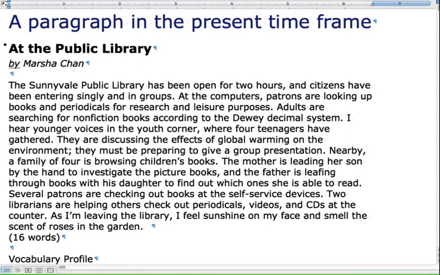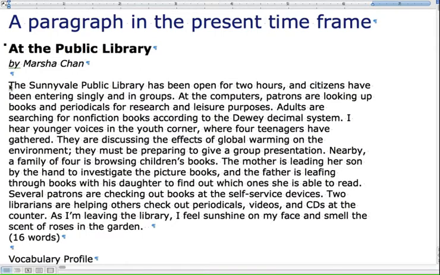Several patrons are checking out books at the self-service devices. 2 librarians are helping others check out periodicals, videos, and CDs at the counter. As I'm leaving the library, I feel sunshine on my face and smell the scent of roses in the garden.